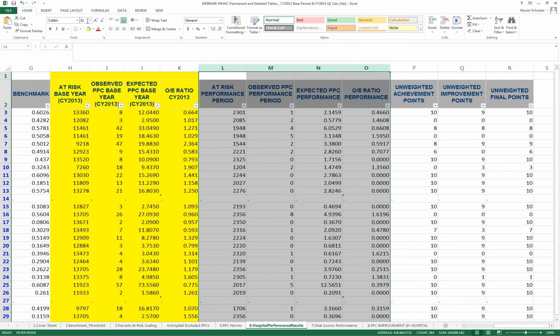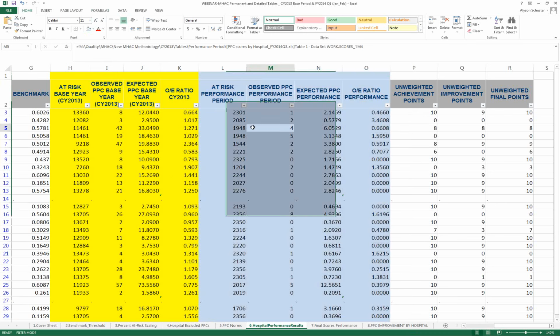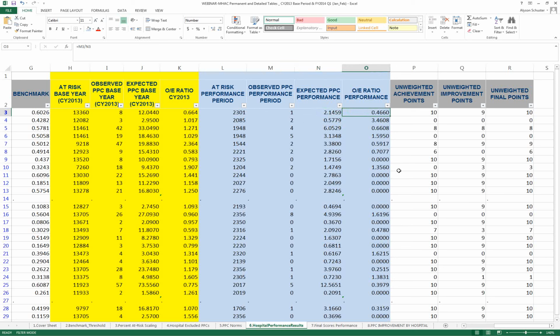These next four columns, which I'm going to highlight here in light blue, are your data for January and February. Again, this is preliminary data. So what this shows us is that over that period of time, for PPC1, this hospital had 2,301 at-risk cases. As you can see, that's a lot lower than the 13,000 that they had during the entire calendar year of 2013. And again, that's because it's just the number they had during January and February. They also had one PPC during that period.